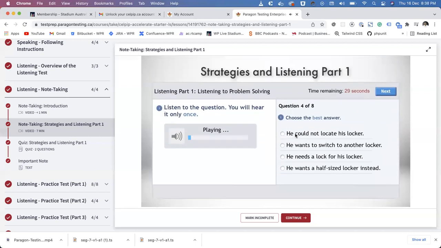Here's a question for this part. Why has the man returned to student services? We know from our notes that the man still needs a lock, so C, he needs a lock for his locker, is the correct answer.